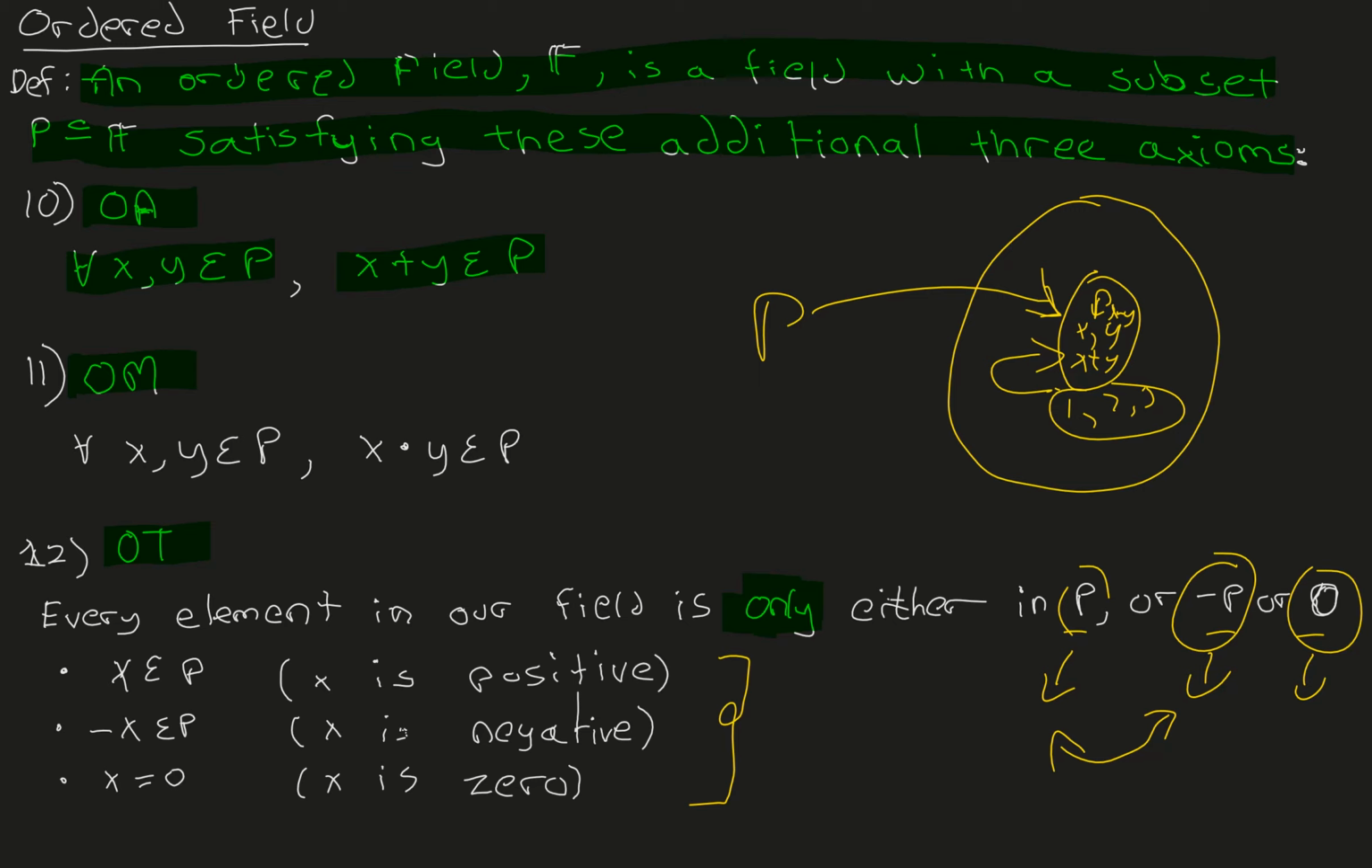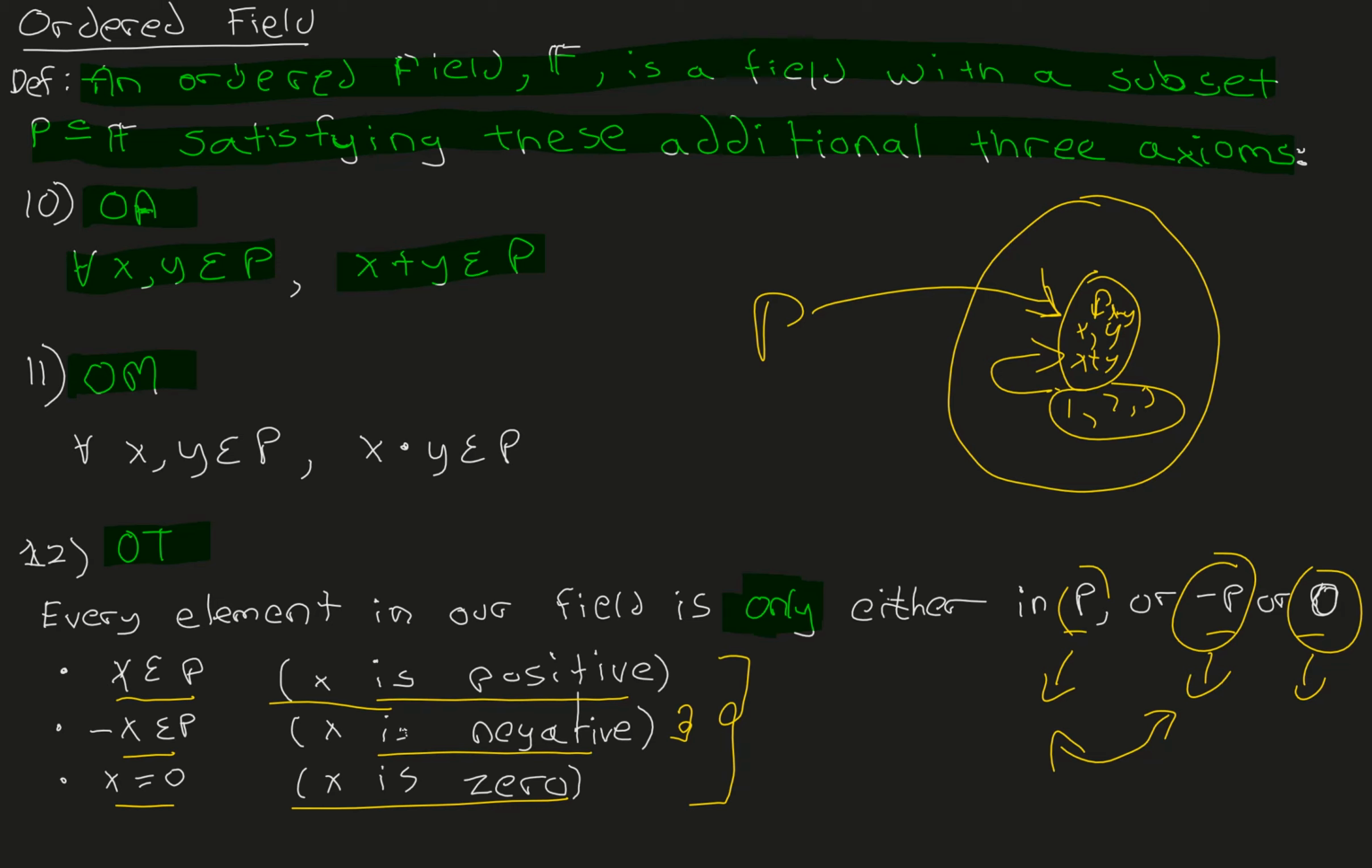It says that when x is in P, then x is positive. If minus x is in P, then x is negative. If x equals 0, then basically x is 0. This is the most tricky one, so let me explain that. It says if minus x is in P, then x is negative.